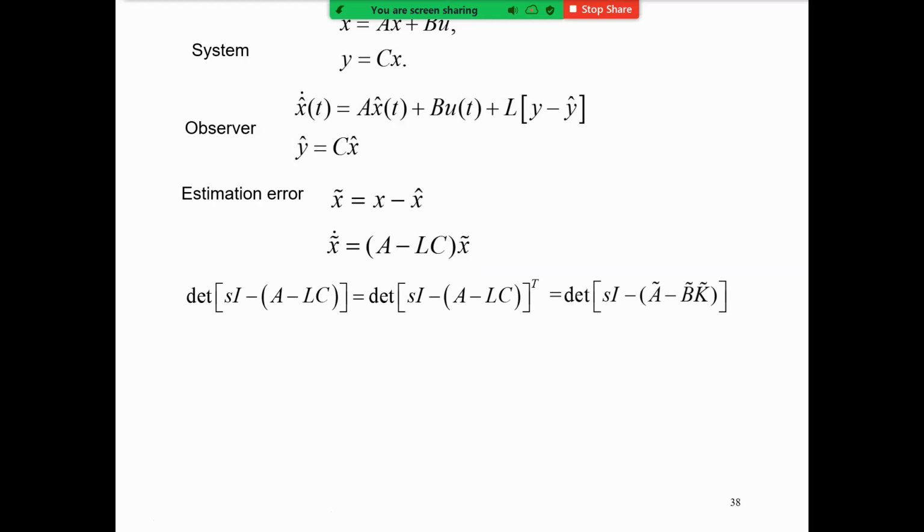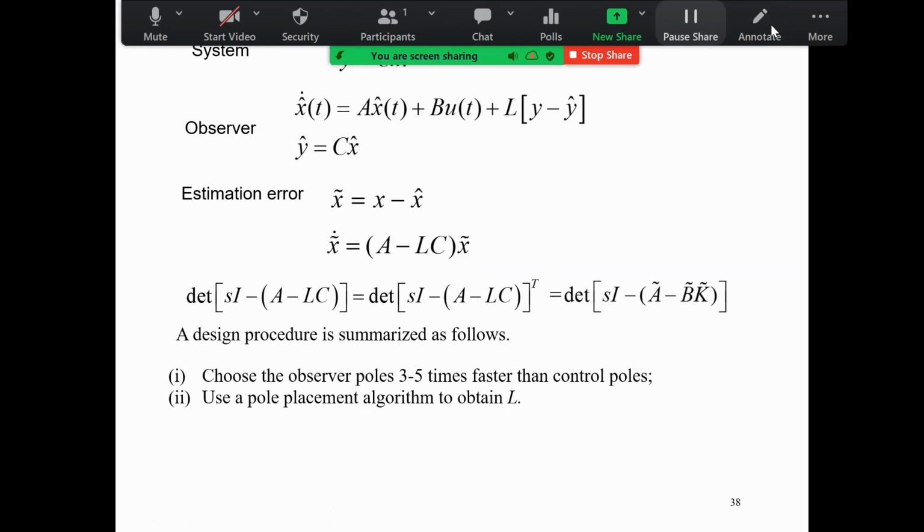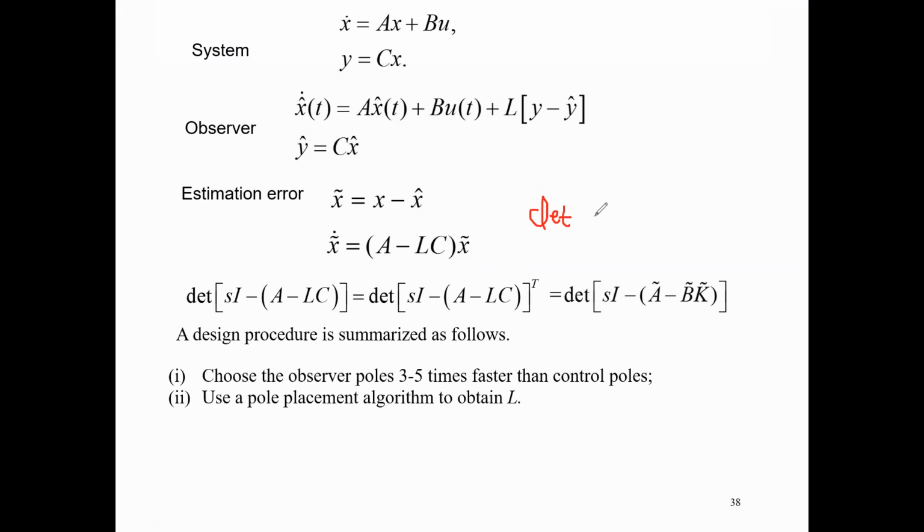Okay, so the way to solve this problem, you use a pole placement algorithm to obtain those gains. Okay, here in the design examples, I use the direct comparison. We just try to get the determinant of sI minus (A minus LC). This is the direct comparison method. Set it equal to some polynomial.